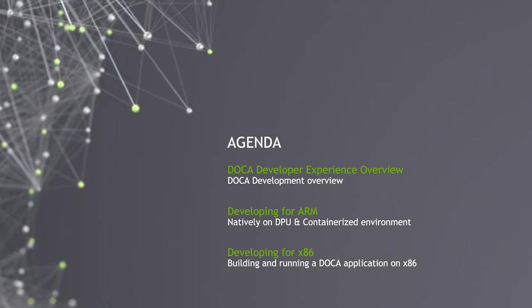In this module, we'll open with describing a little bit about the DOCA developer experience in general. After that, we'll look at two ways to develop for ARM architectures by looking at an example of building one of our included reference applications. Then, we'll also see an example of compiling and building a DOCA application on the x86 host.